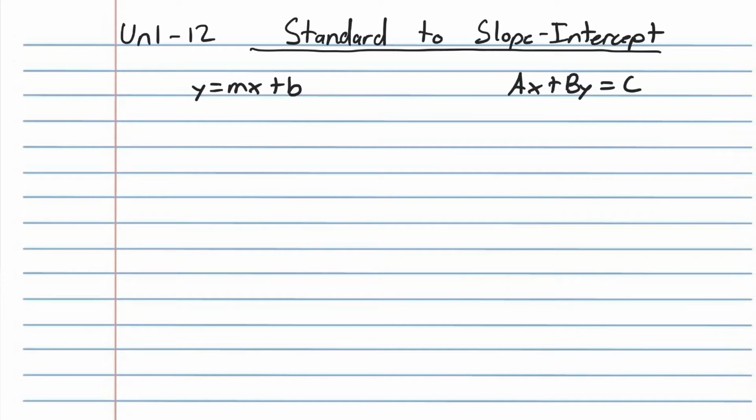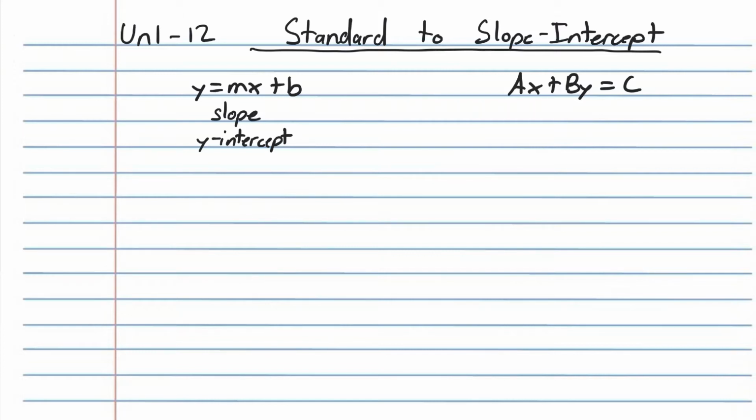For mx plus b, the reason why that one's so nice is because it straight up tells you what the slope and the y-intercept is. It makes it very easy if you're trying to graph. So if a question is wanting to know slope or the y-intercept, then this format's the easiest.